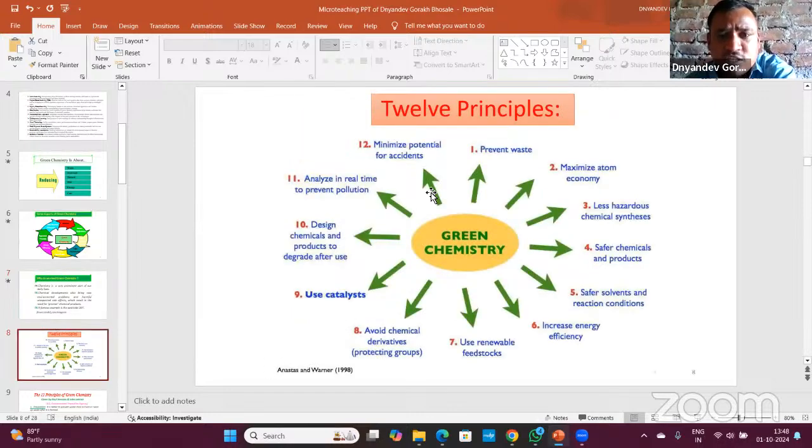And this is the core concept of green chemistry. That is, students should first of all understand these 12 principles. That is, how to prevent waste, maximize the atom economy, less hazardous synthesis, the safety of chemical products, safer solvents, how to increase the energy efficiency of reactions, renewable feedstocks, and avoiding chemical derivatives. There are a number of chemical reactions which use multiple steps. In order to reduce those steps, we will also be going towards green chemistry, use of catalysts, and design of chemicals and products that degrade after use. So these are the 12 principles which I like to explain point to point with different examples.